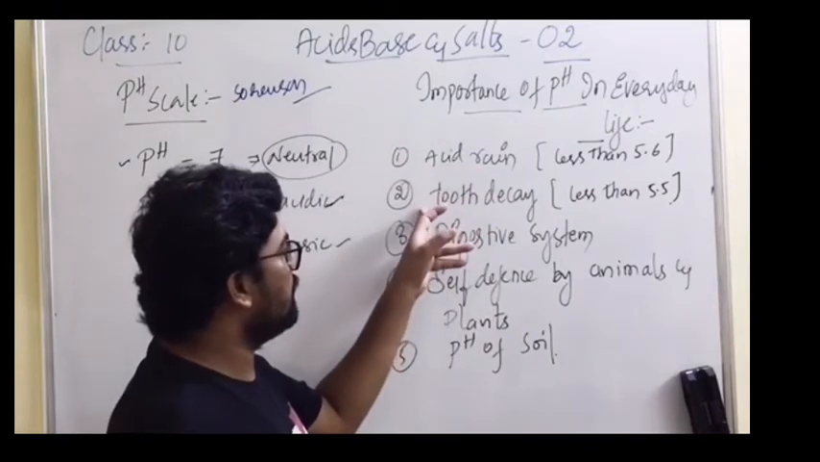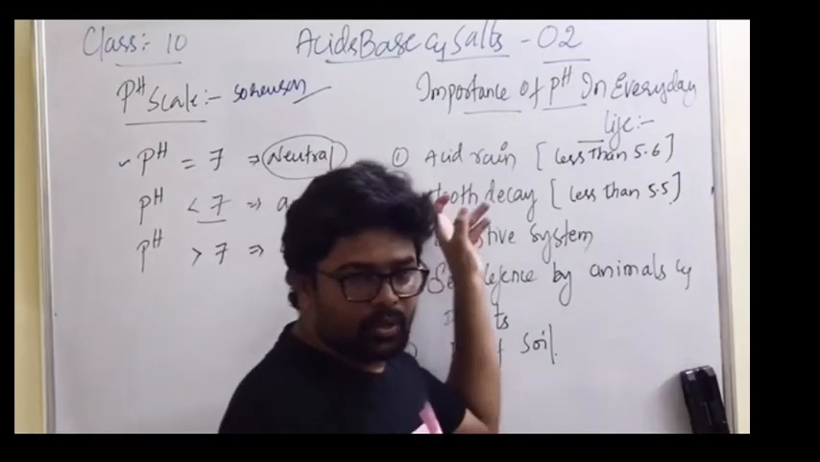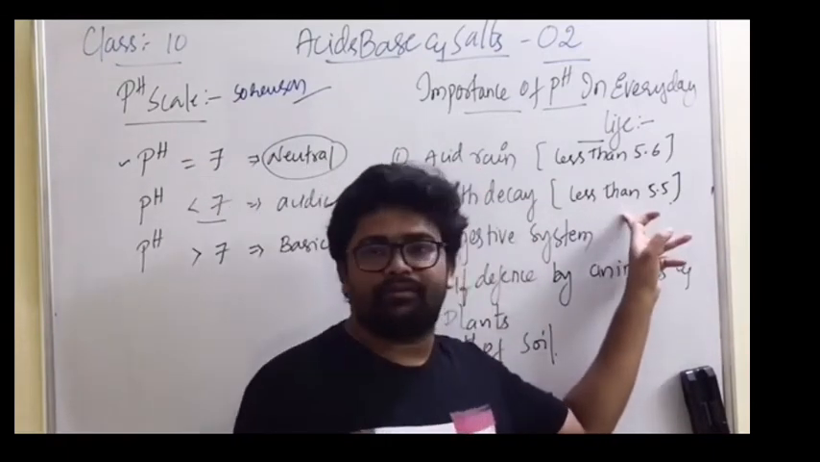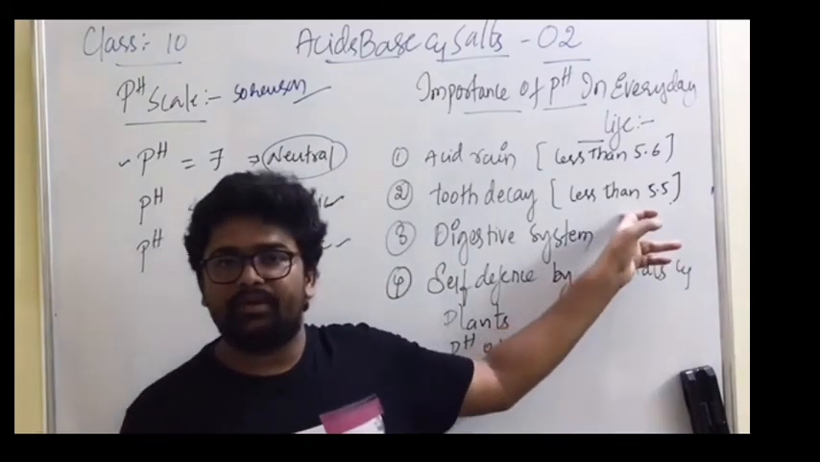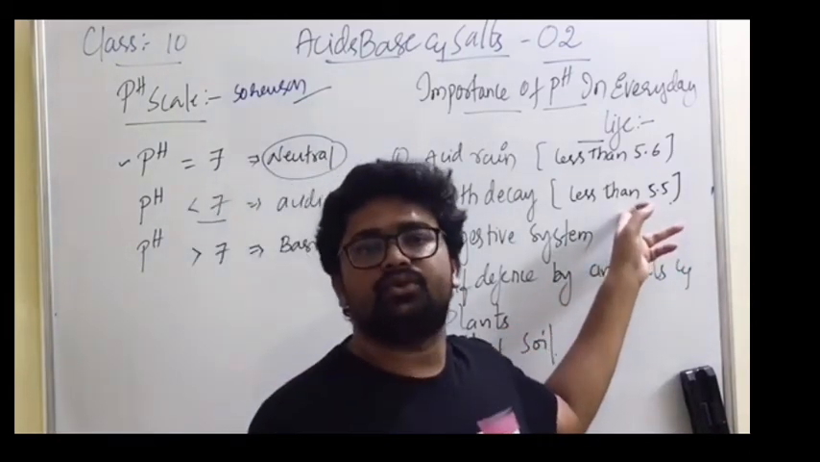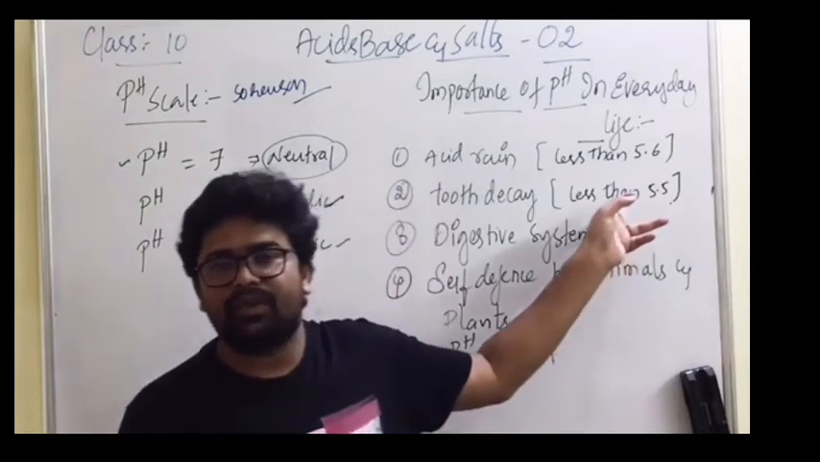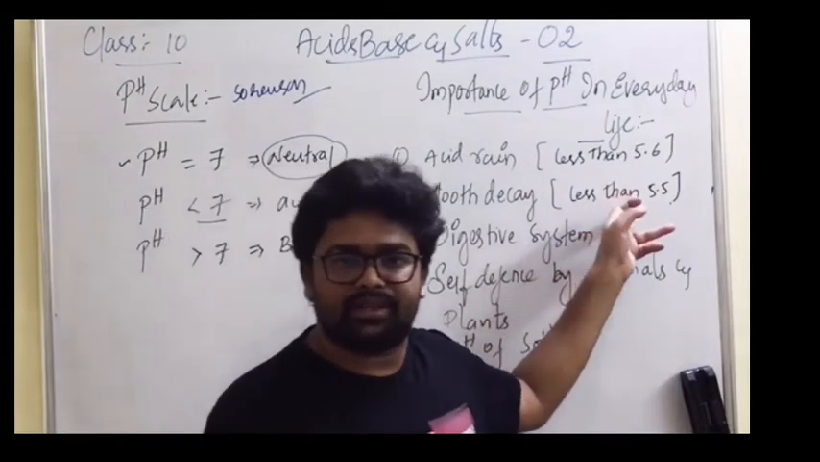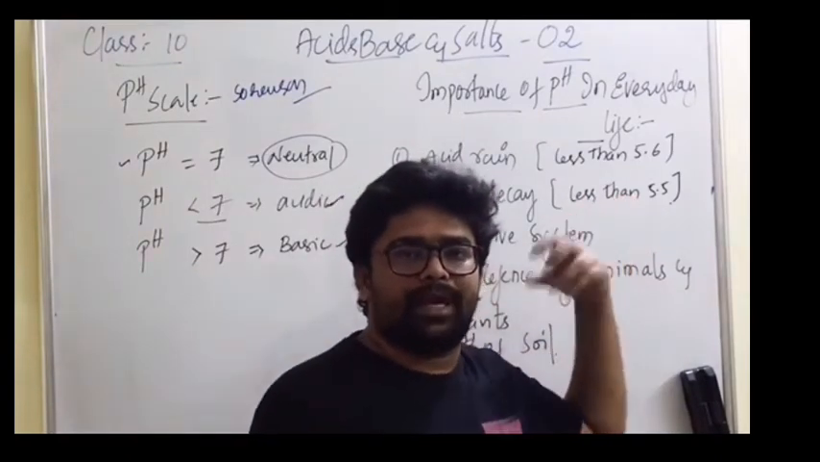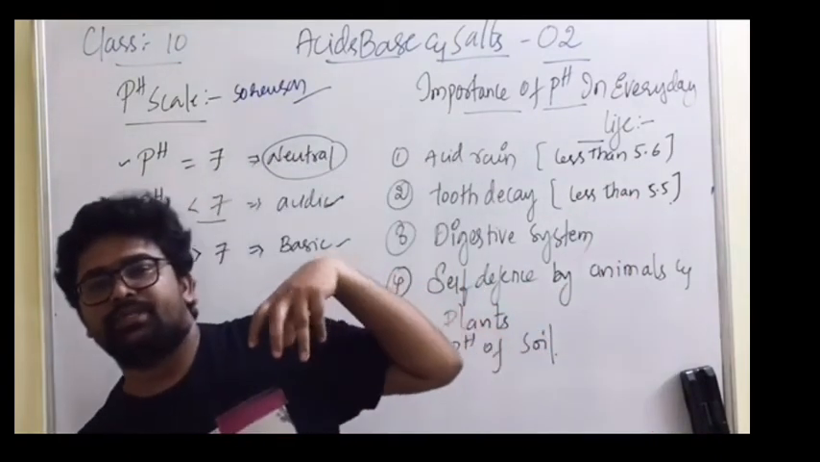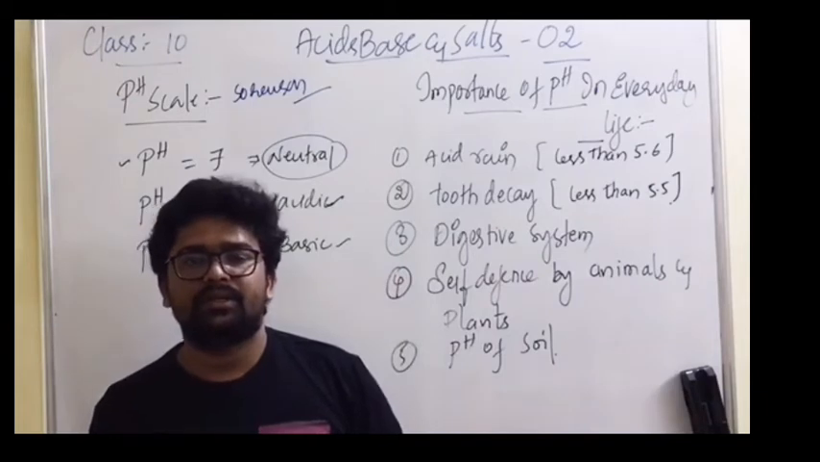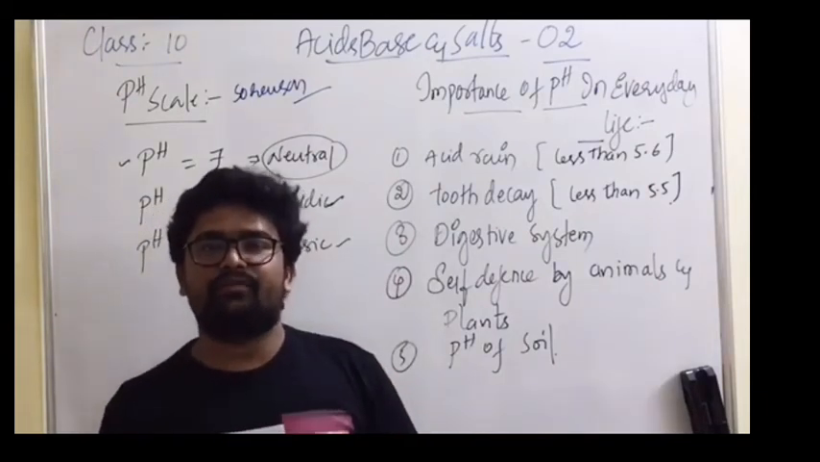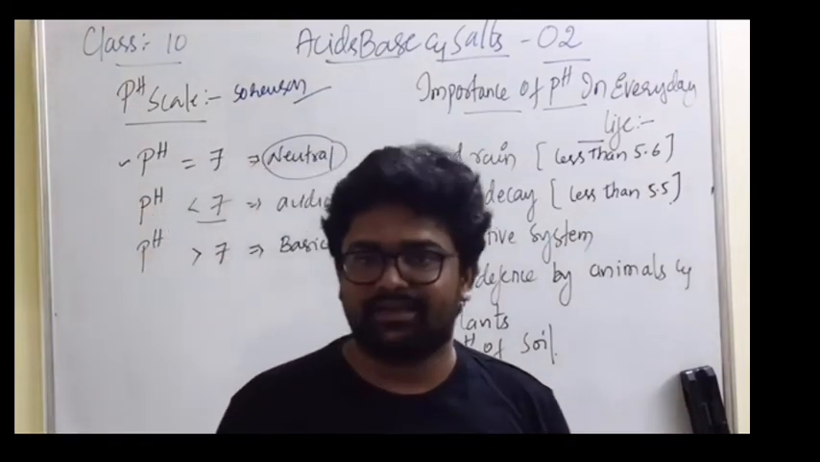The second is tooth decay. When the pH is lower than 5.5 in our mouth, it leads to tooth decay. Generally what happens when we eat food, the food gets stuck in between our teeth. So the microorganisms called bacteria, which are present in our mouth, right? They degrade the food substances and release an acid.